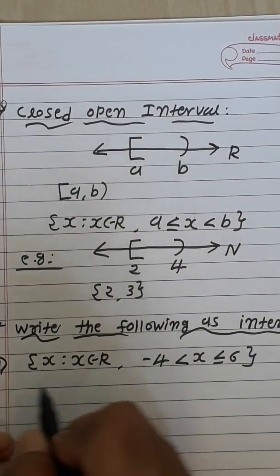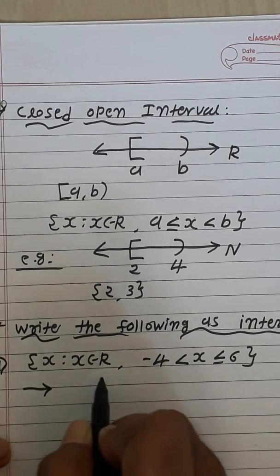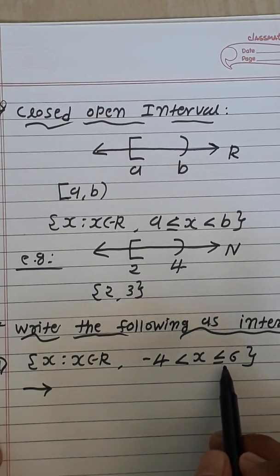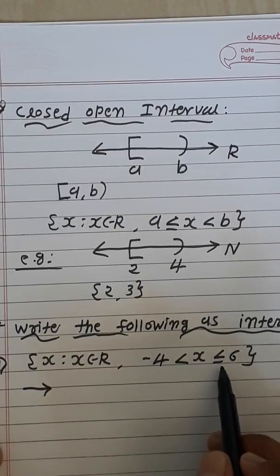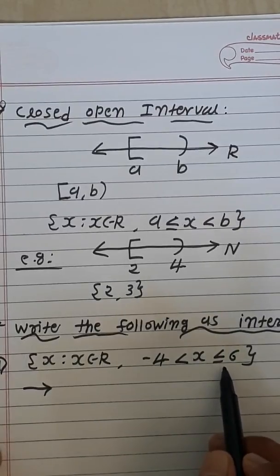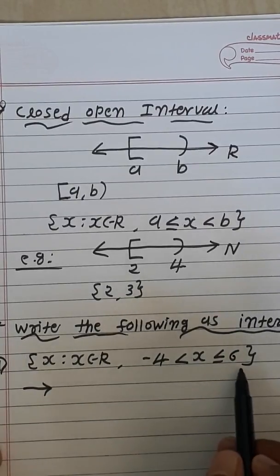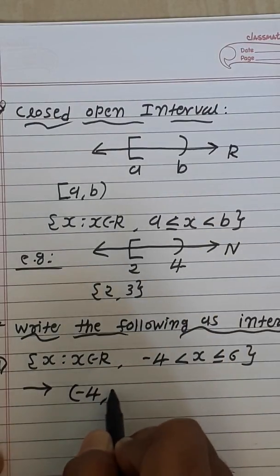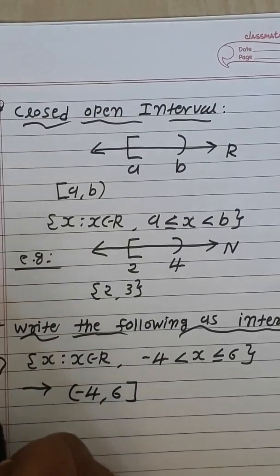So we represent it in interval form. Here open form is present, and here closed, less than or equal, is present. That means strictly less than on one side and less than or equal on the other. So our interval is an open-closed interval, and we write (minus 4, 6].